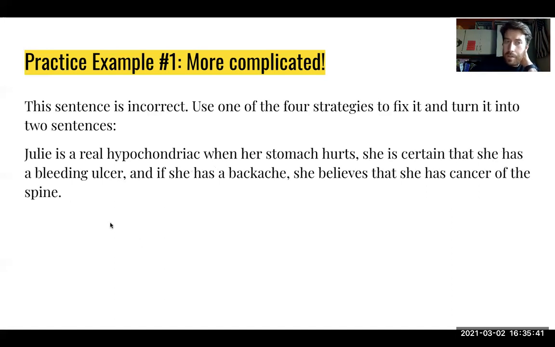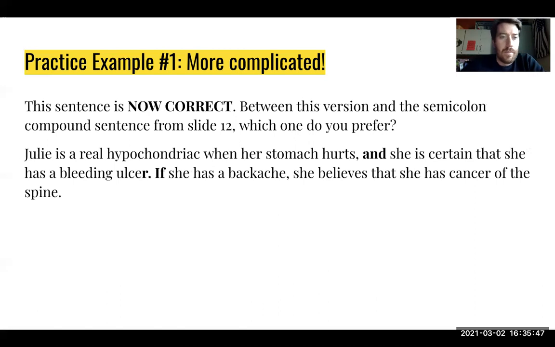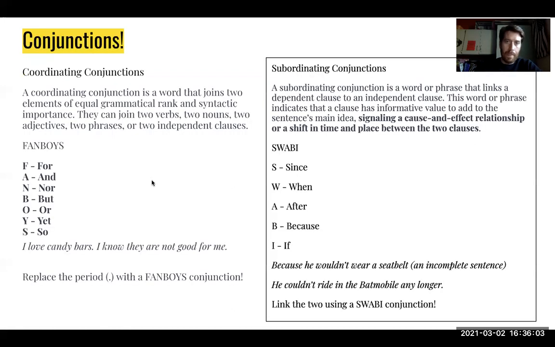Here's another option that you could do. Use one of the four strategies to fix this. Make it into two, like we've been doing. You can turn this sentence into two sentences. In order to do that, you have to add a conjunction after the word hurts, though. So Julie's a real hypochondriac, and she's certain that she has a bleeding ulcer, period. She has a backache. She believes she has cancer of the spine.